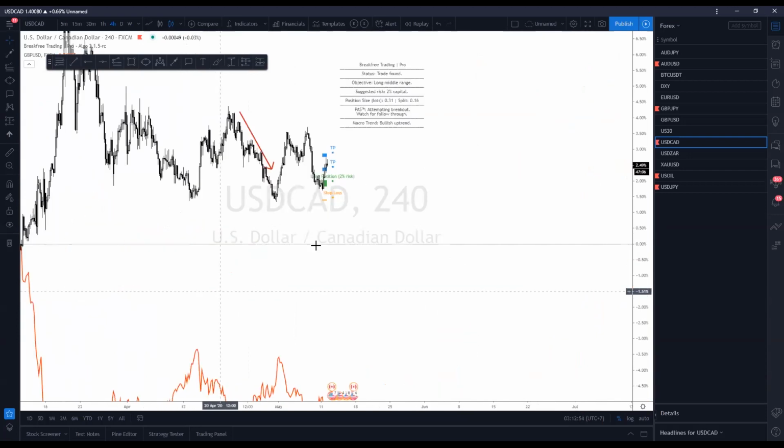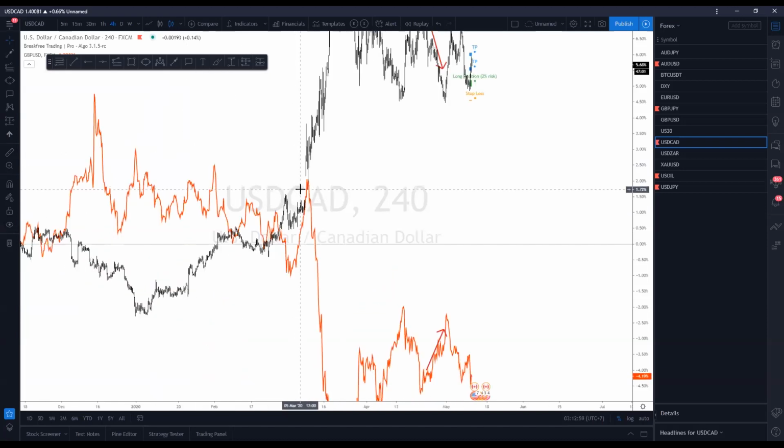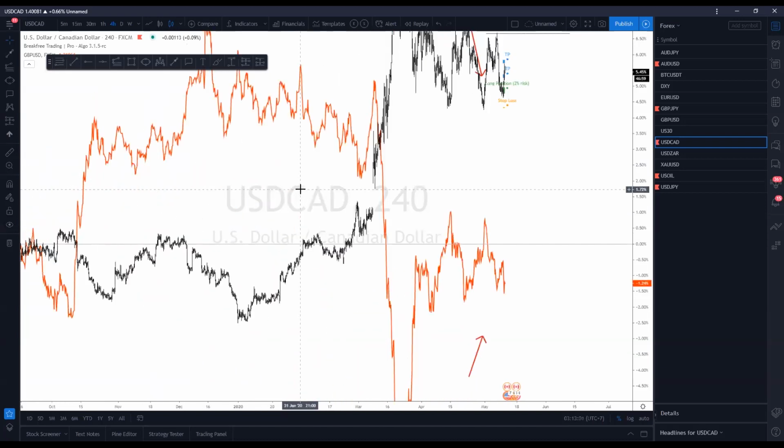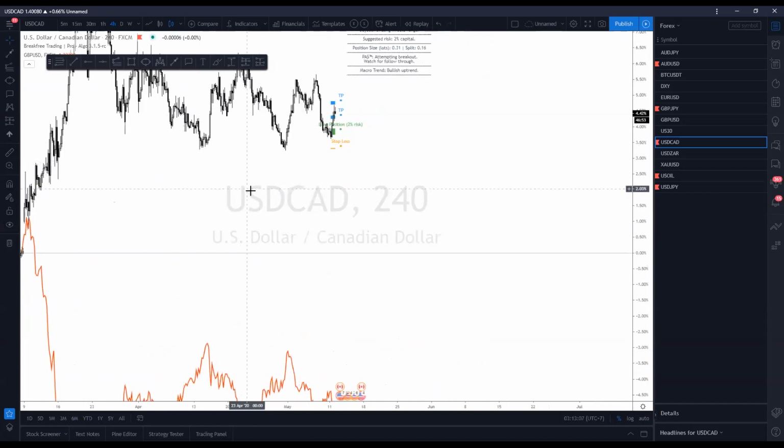But this is how you can figure out if a pair is correlated, and you can see if you can use it as a hedge, or use it just as another trade. That's going to be up to you. Any questions about the comparison tool?